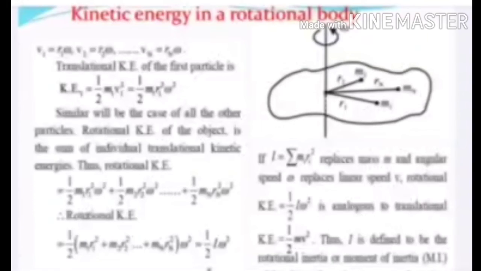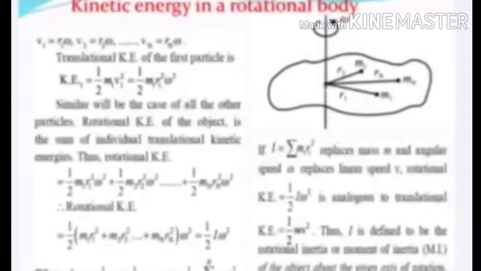Substituting the formula for it, we get half m1 r1 square omega square plus half m2 r2 square omega square plus half mn rn square omega square. Taking half as common from one side and omega square as common on the other side, rotational kinetic energy is equal to half inside the bracket m1 r1 square plus m2 r2 square plus mn rn square, into omega square.